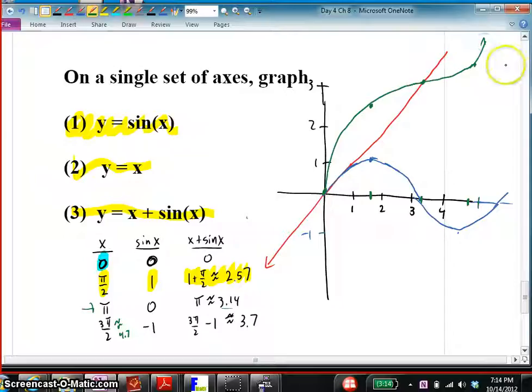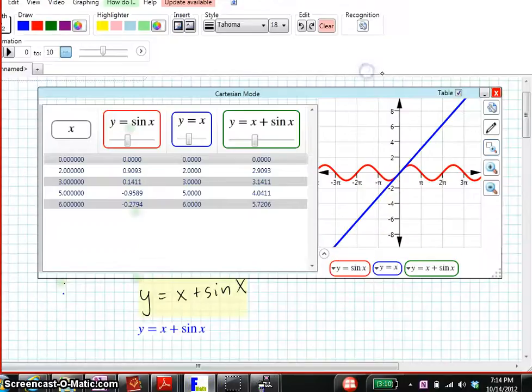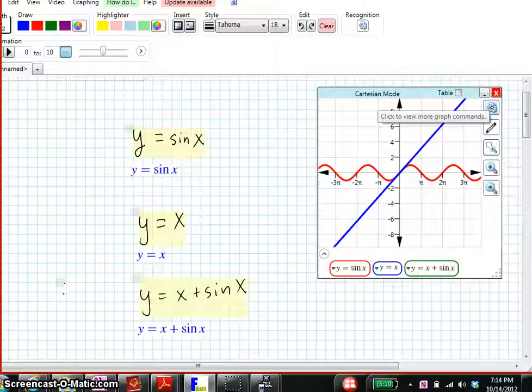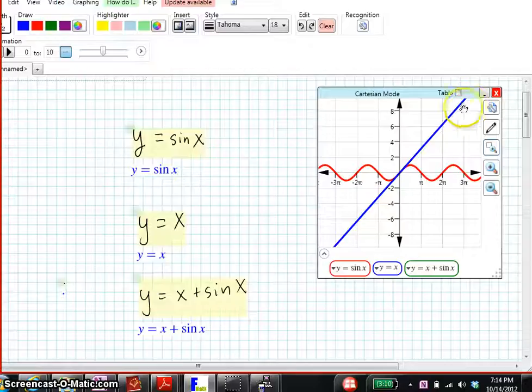Now, we could keep plotting points, but I want you to just think about what this curve is going to look like. Actually, I'm going to move to this little program, where I've got, let's get rid of the table. I've got y equals sine of x plotted here. That's the red line. I've got y equals x plotted. That's the blue line. And then I'm going to graph this. I'm going to just flip that over there, and there it is.